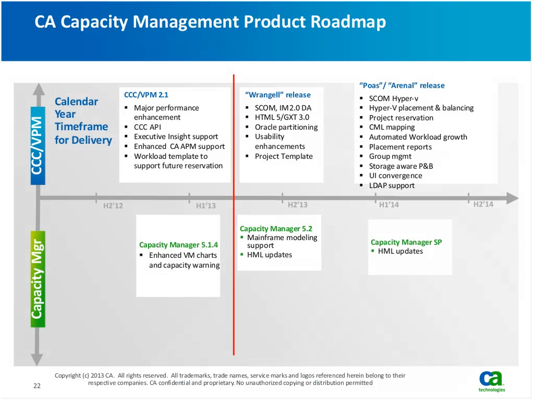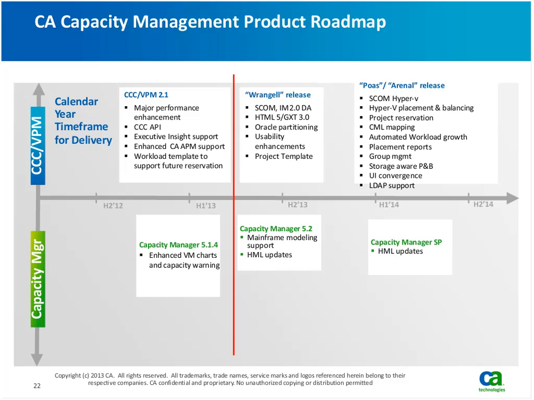Now let's take a quick look at what the short-term product roadmap looks like for the next 12 months. So now you have a feeling for these three different slides. The first one talks about the longer-term 24-month product vision. The second one gives you a view of what's coming in the next 3 months. And this one is a midterm view of the product roadmap. As you can see, the middle red line is the dividing point between the history and the future. What we currently have as the shipping version is CCC VPN 2.1 and Capacity Manager 5.1.4 on the far left-hand side.